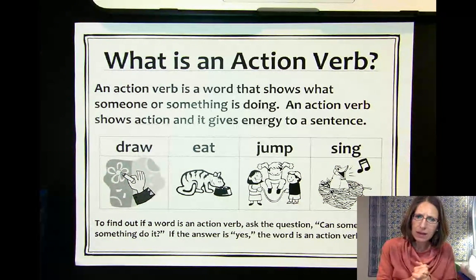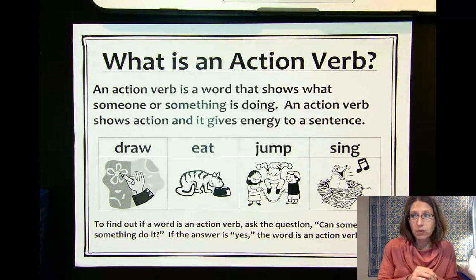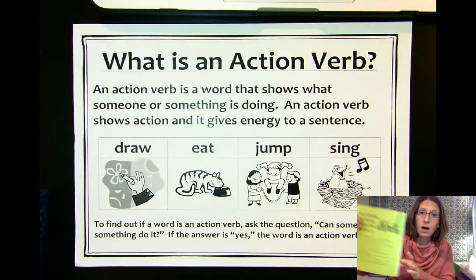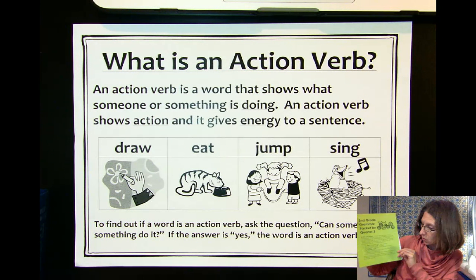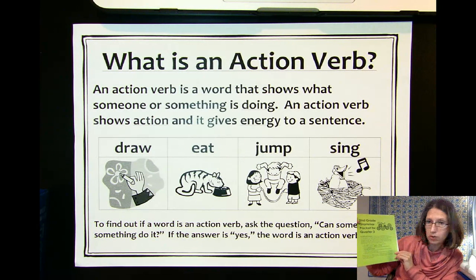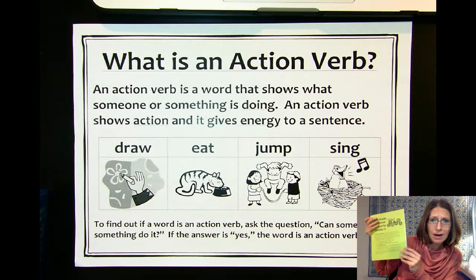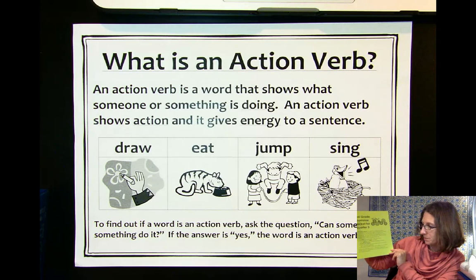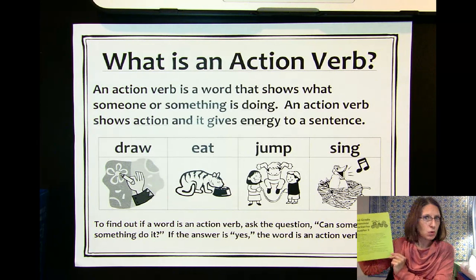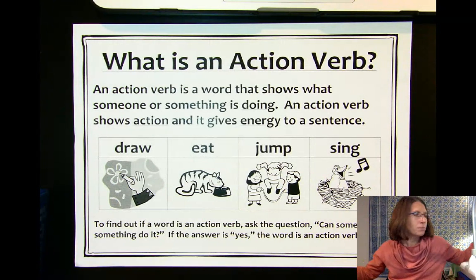So let's take a look at our action verb poster. And this is also in the back of your new grammar packet. So if you wanted to take this poster out, it's the very last page. If you wanted to take it out and put it in a special spot or hang it up in your room or something, you could definitely do that. Put it somewhere where you do your work. So this is my work area. I could put it up near me.